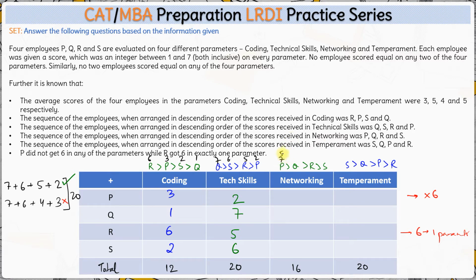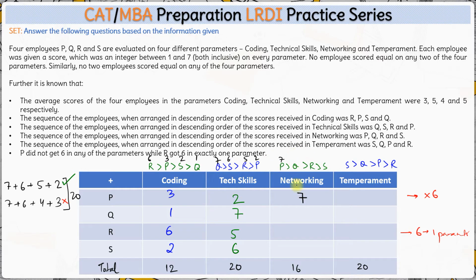Even if P gets 5, the maximum sum of ratings would be 5 plus 4 plus 3 plus 2. So 9 plus 5, 14. So the maximum sum will be 14, but the sum is actually 16. Hence, P getting 5 is also rejected. That means P gets a rating of 7 in networking for sure.